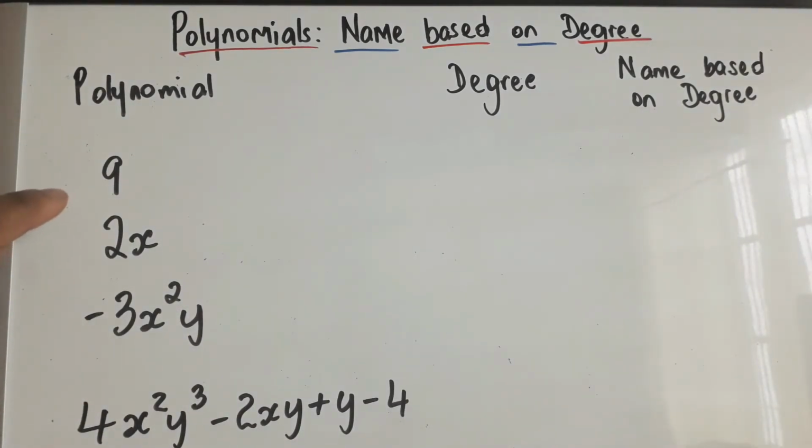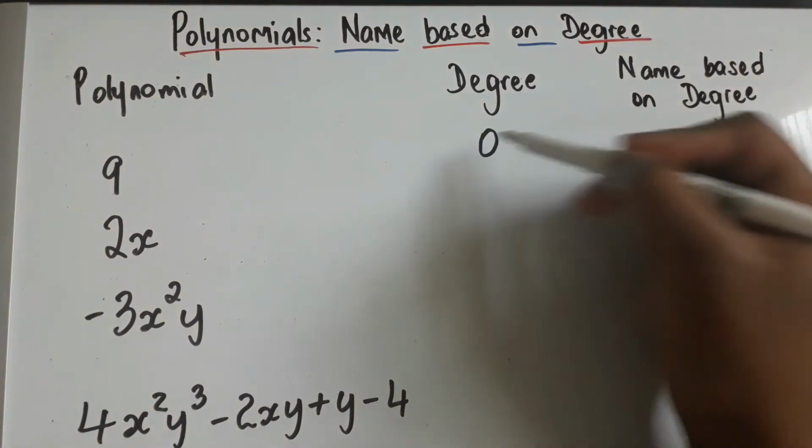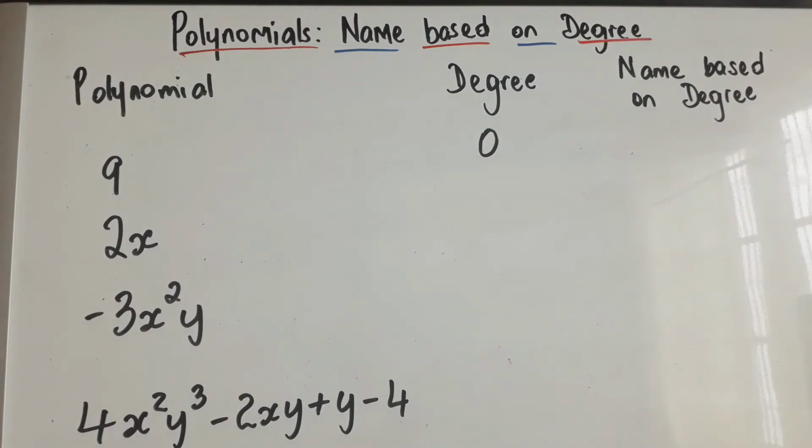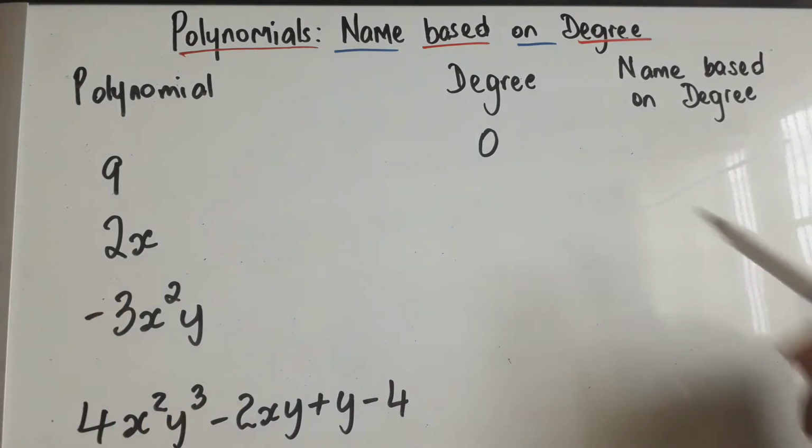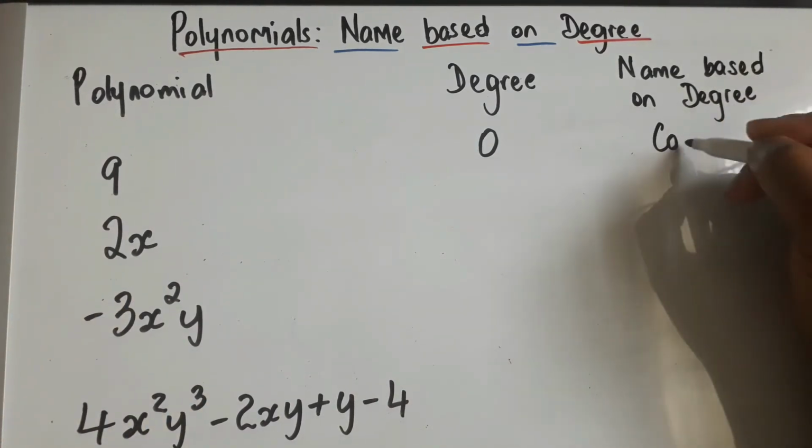So for this polynomial 9, we are not seeing a variable in this term. It's just a number, right? So for this polynomial, it has a degree of 0. As I said before, the degree of a polynomial is basically the highest power of the variable or the variables in the particular polynomial. So again, because this is just a number by itself, there is no variable there to look at and ask yourself what is the exponent or the power of that variable, we will say that the degree is 0. Now the name of this polynomial based on its degree is constant.